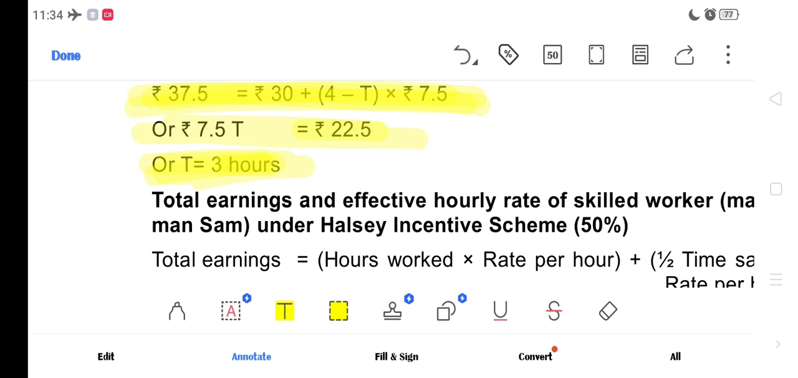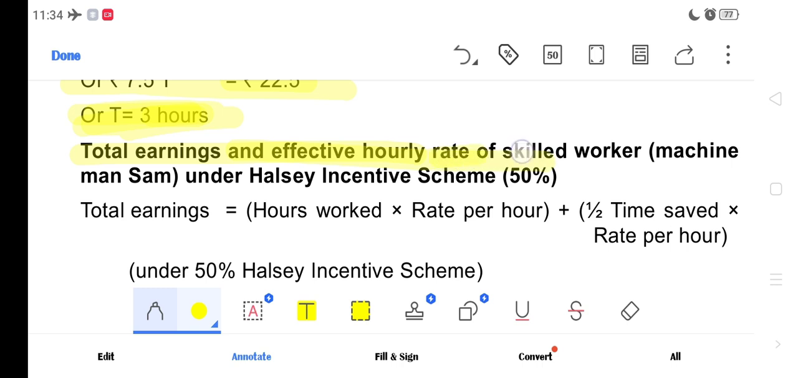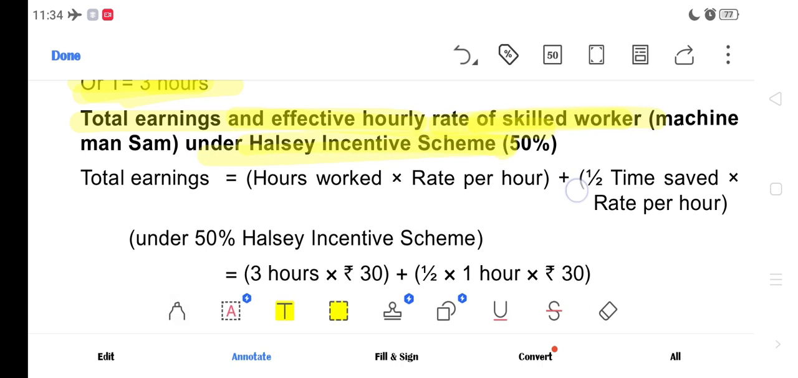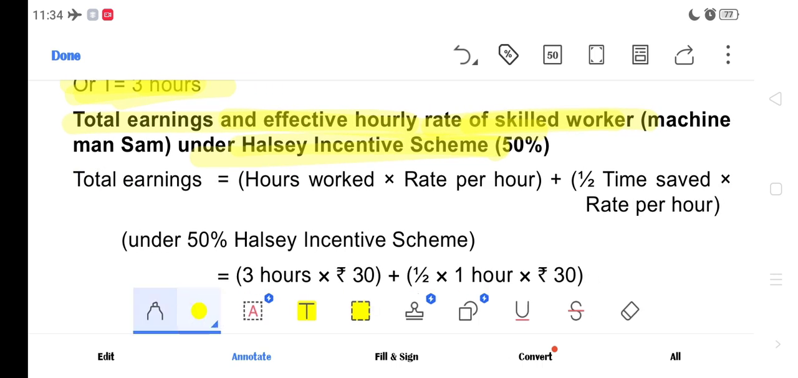We know time allowed, time taken and time saved. What else do we need, guys? All the information is right here. Now, total earnings and effective hourly rate of the skilled worker are asked under the Halsey incentive scheme. So tell me, as per this scheme what is the formula? Total earnings equals hours worked into rate per hour.